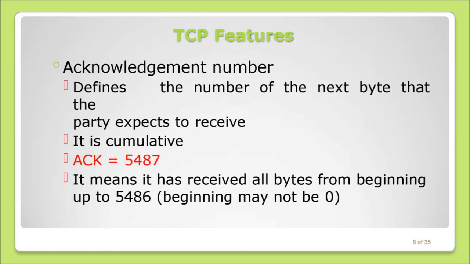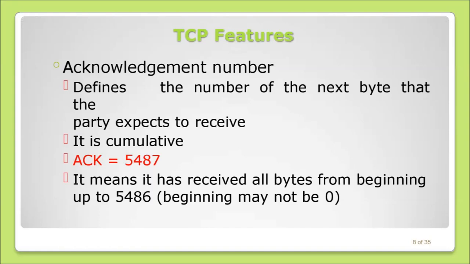TCP features. Acknowledgement number. Dear students, as we have discussed in our previous slide, every byte which will be transmitted from source to destination must contain a specific number. Likewise, when the destination sends acknowledgement to the source, that acknowledgement must contain a specific number which is called the acknowledgement number. So the acknowledgement number defines the number of the next byte that the party expects to receive.